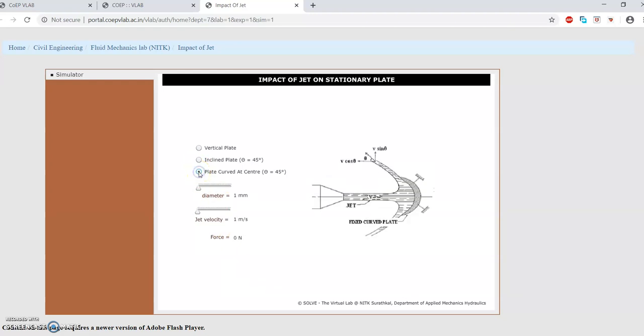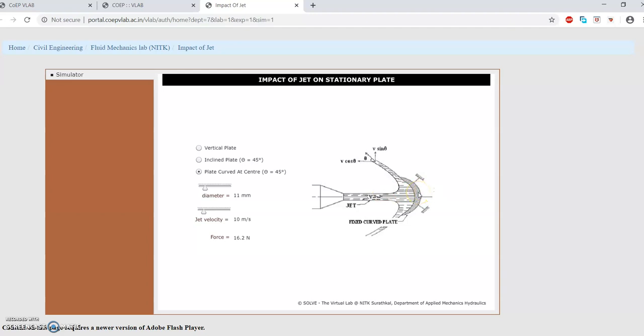If you look at the plate curved at the center, let's try to understand what might be the, okay, we will take some probable nearmost value. So it is coming at 16.2 Newton. So you can see here the force in case of the plate curved at center is more as compared to the vertical plate, right? Now there are certain things that we can understand from it. If we compare the three types here, you can come to the conclusion that this plate curved at center has the maximum value of force, that impact of force is maximum here, right?